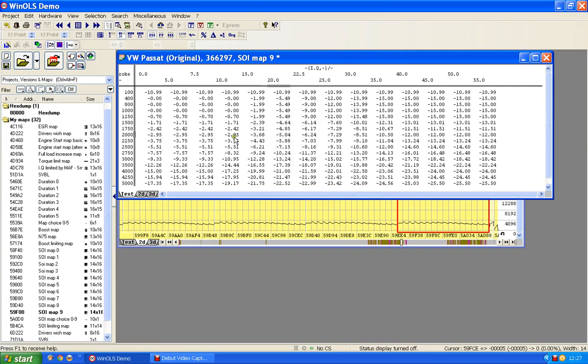Right, now start of injection, what do we mean by that? Well, we mean literally what it says. When does injection of fuel start? Because we do need to vary when injection of fuel is going to start. And there are two reasons why we need to vary it.